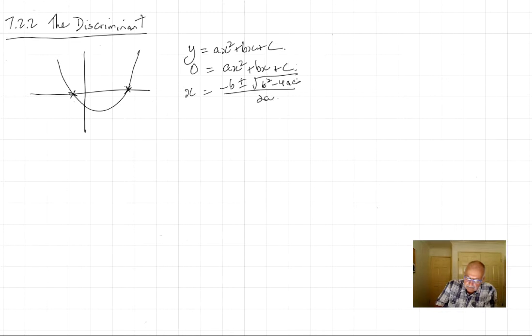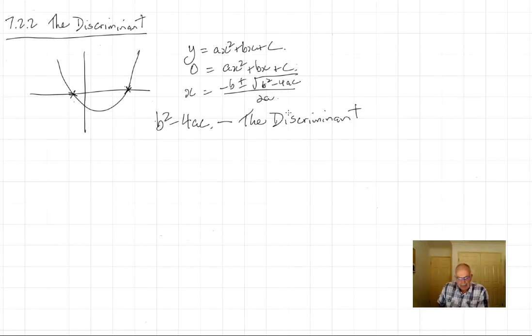So this b squared minus 4ac is an important quantity to work out. It's so important that it gets its own name. It's called the discriminant, and it determines how many times the graph is going to cut the x-axis.